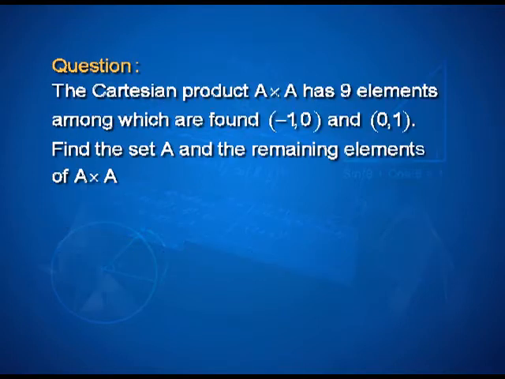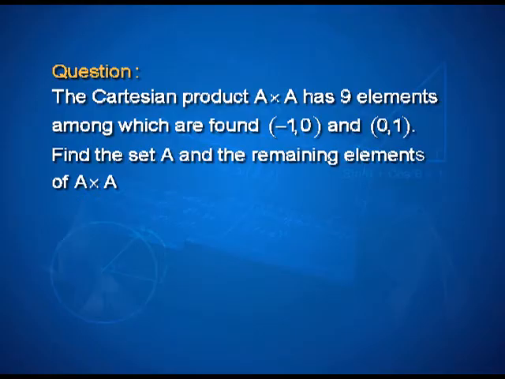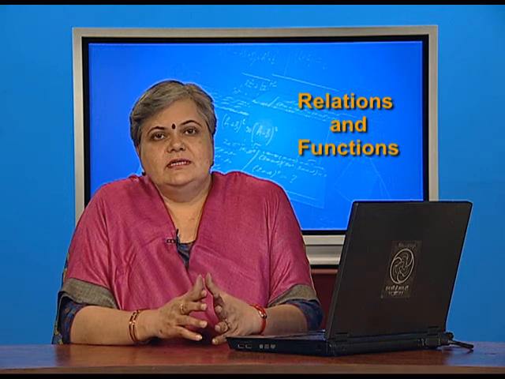Let us take another simple exercise which will give you a fair idea of what we are dealing with. Here we have A cross A, with 9 elements, among which 2 are known as (-1, 0) and (0, 1). You are asked to find the set A and the remaining elements of A cross A. So, here we are talking about the relation of the set A with itself.